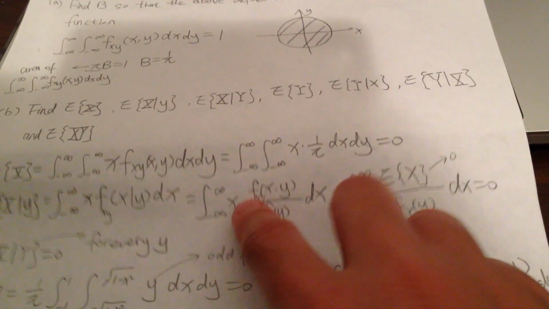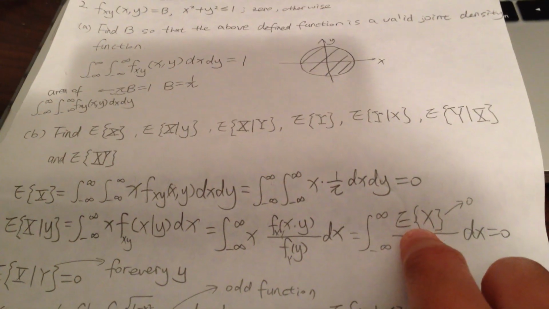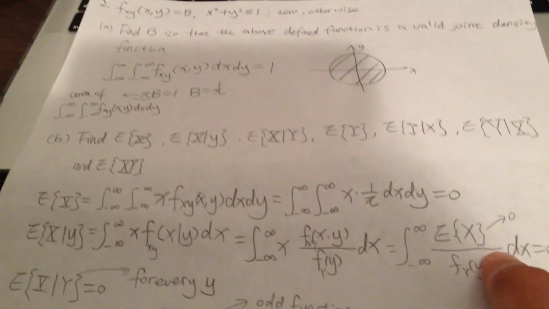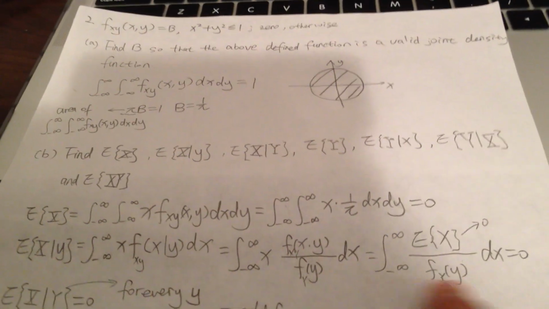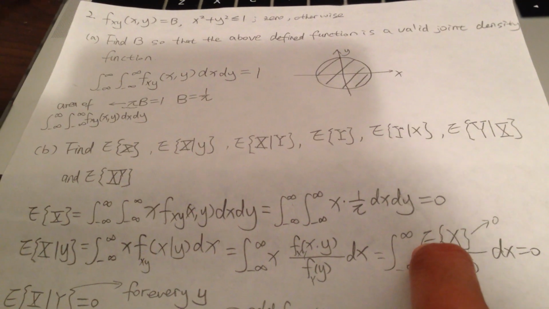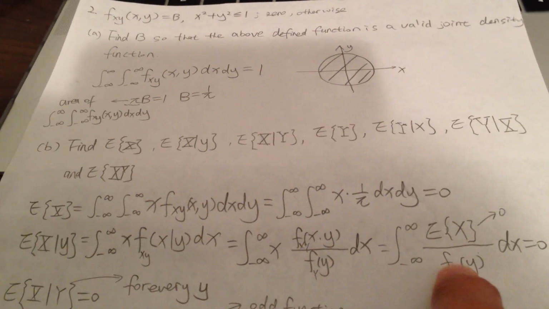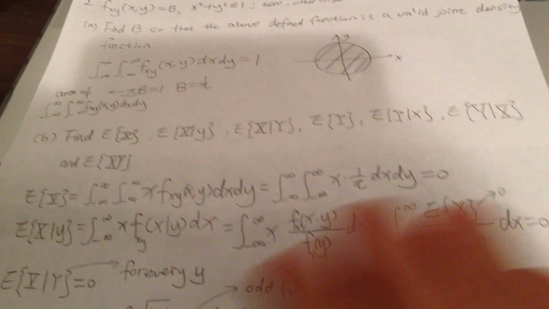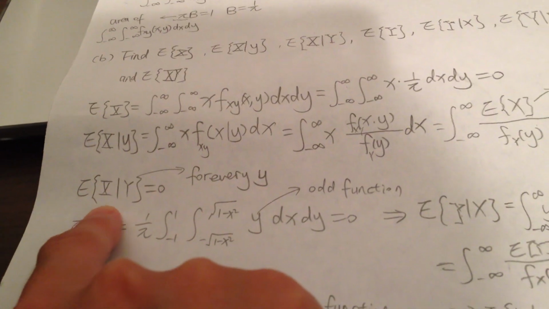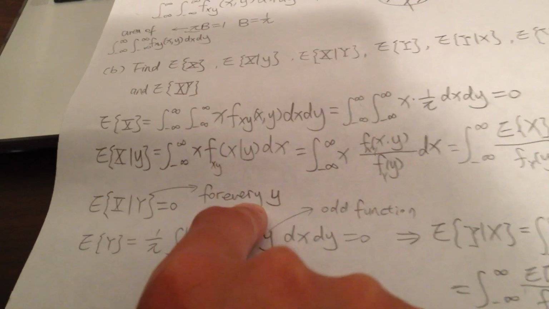Let's see this part. If we multiply this part, we get the expectation of x. We just got it from this part, so it's 0. Clearly, this part should be 0. That means the expectation of x is 0 for every y, so the expectation of capital X given Y should be 0 for every y.